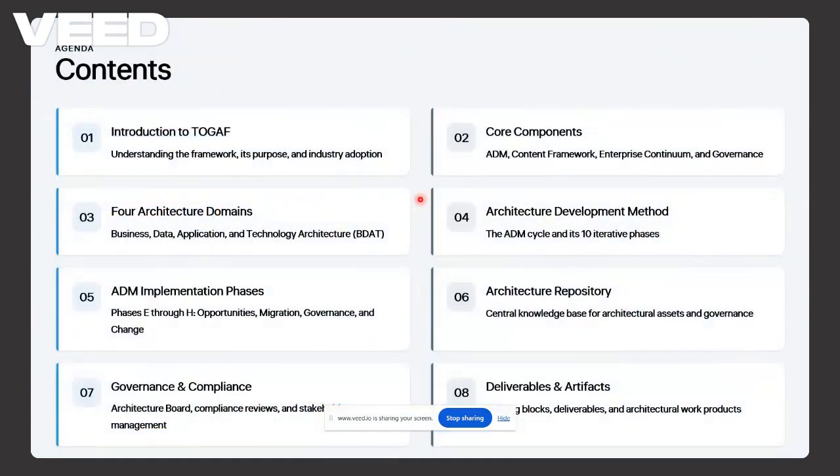So what is the agenda? I'm going to explain the introduction of TOGAF and the core components. And the fourth is the four architecture domains, architecture development method, ADM implementation phases, architecture repository, governance compliance, and the eighth is deliverables and artifacts.